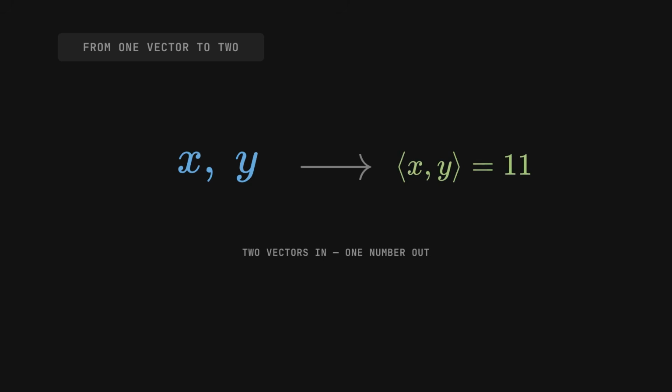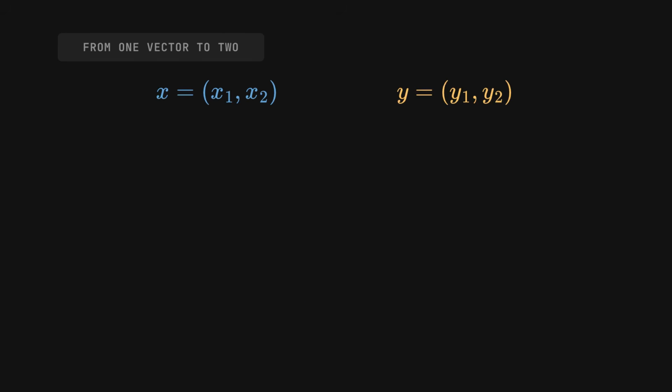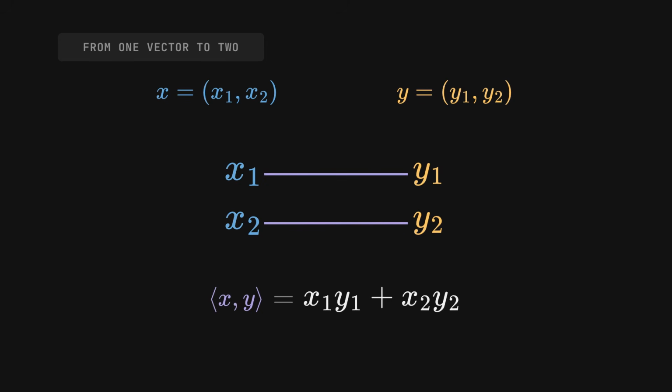Notice that the inner product takes two vectors as inputs but produces one real number. Its output is a scalar. Now replace the numerical components with general coordinates. Let x equal (x1, x2), and let y equal (y1, y2). The same rule gives x1 y1 plus x2 y2. Therefore, in R2, the inner product is found by multiplying corresponding components and adding the results.